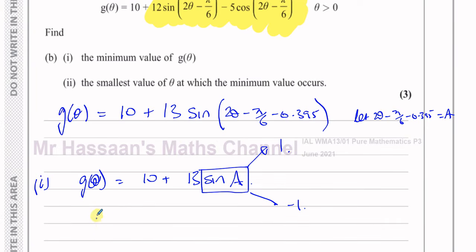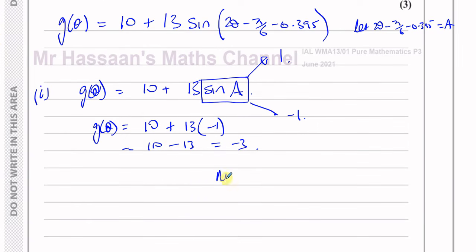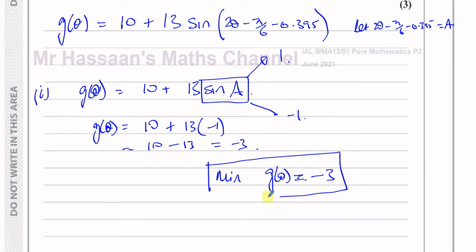So the minimum value of g theta is going to be when this becomes minus 1. So it's going to be 10 plus 13 times minus 1, which is 10 minus 13, which is negative 3. So the minimum value of g theta is negative 3. That's the answer to part 1. If we wanted the maximum value, we would say 10 plus 13, because the maximum value of the sine of any angle is 1. So this is the sine of this whole angle. Its maximum value is 1. Its minimum value is minus 1.